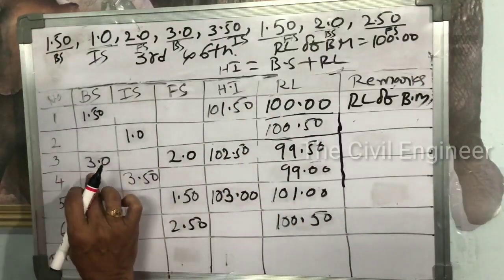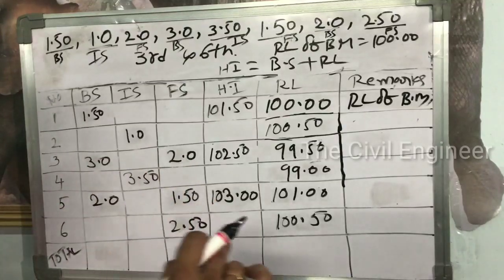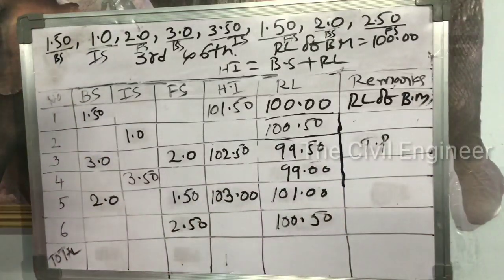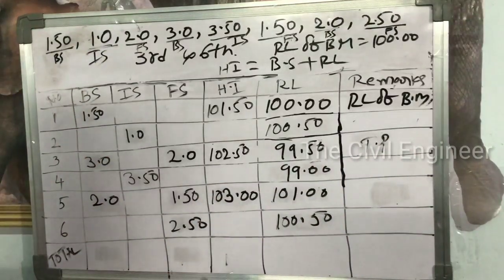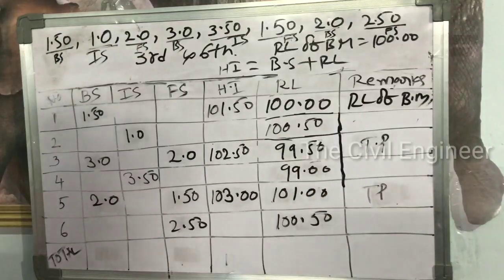Here, when there is a backside and foresight taken at a point, that point is termed as turning point, TP, or change point. Here backside and foresight are there, so this is a TP. Sometimes it is also termed as change point.